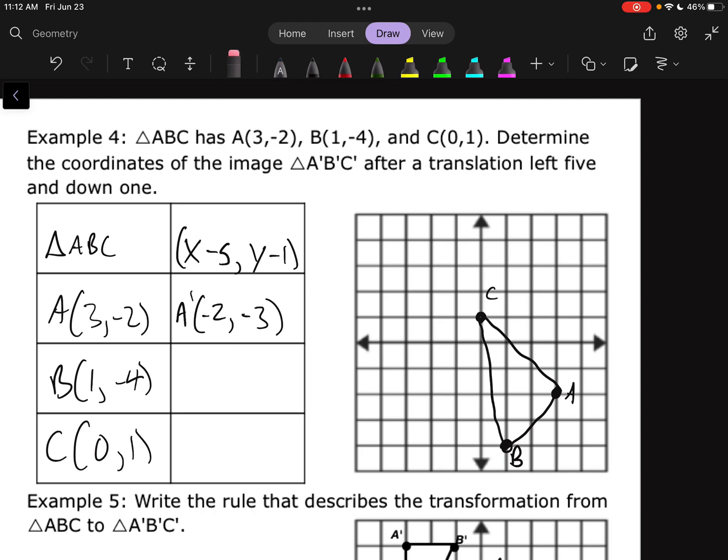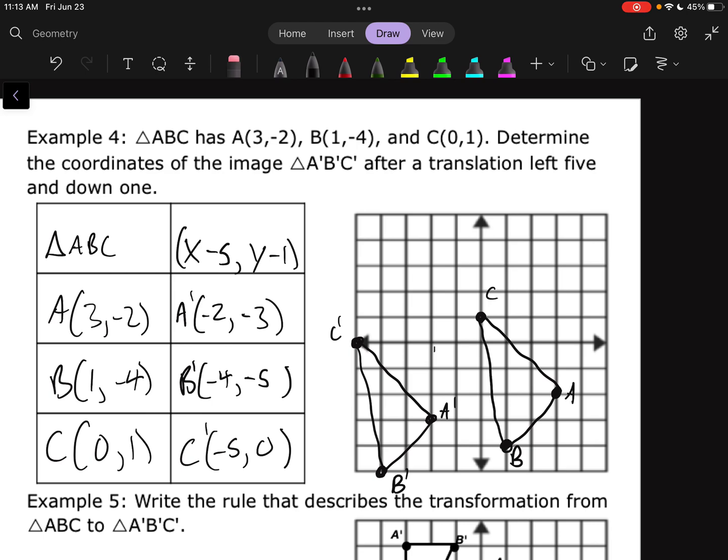I did that wrong. Negative 2, negative 3. There's A prime. Then for B prime, 1 minus 5 is negative 4, and negative 4 minus 1 is negative 5. So that's all the way down here. There's B prime. And then for C prime, 0 minus 5 is negative 5, and 1 minus 1 is 0. So negative 5, 0 right there. So our triangle has been moved all the way over to the edge.